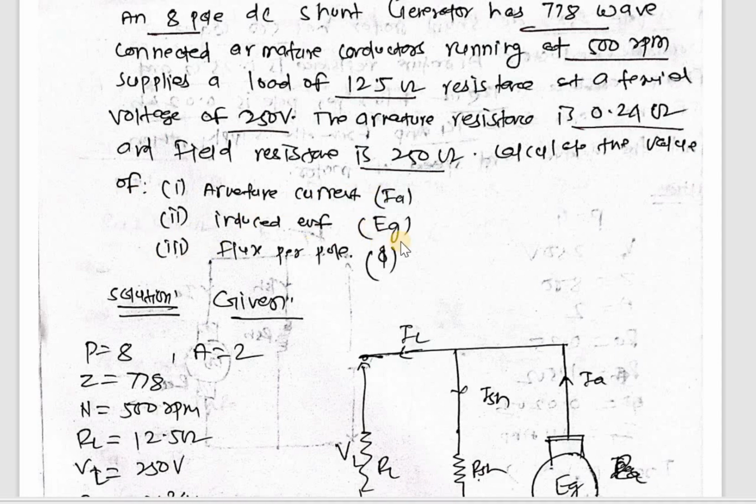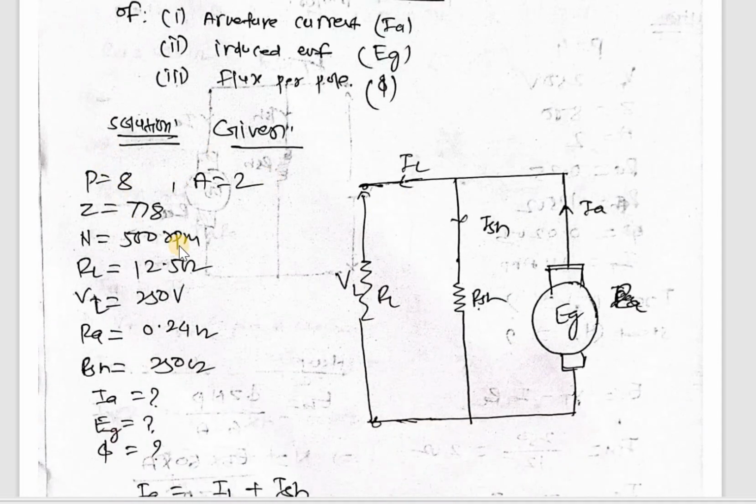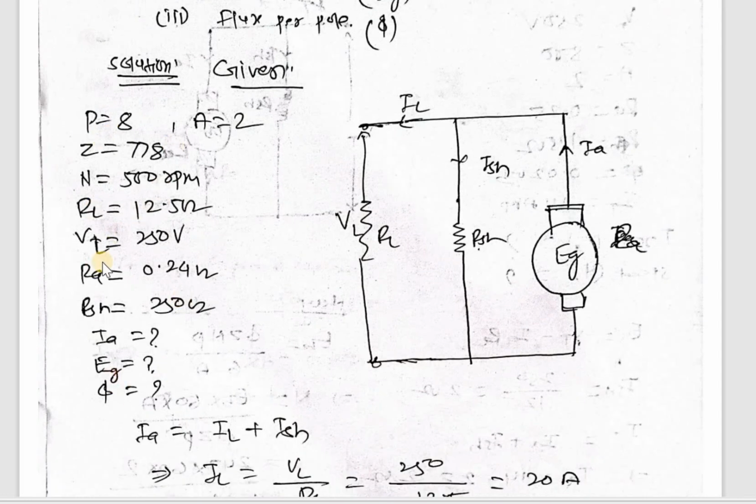First of all, this is the data given, where P equal to 8, A equal to 2, Z equal to 778, N equal to 500 RPM, RL, that is load resistance, equal to 12.5 ohm, and Vt, terminal voltage, 250, Ra 0.25, Rsh 250.